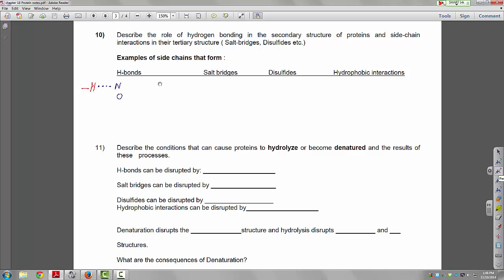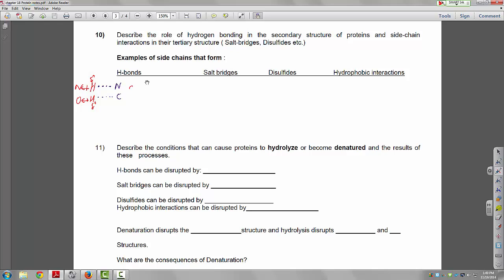Now the thing is, this hydrogen must also be bonded. The dotted line here is the hydrogen bond, right? But this hydrogen must be bonded to either a nitrogen or an oxygen as well. So remember, these are polar covalent bonds, and that puts a partial positive charge on those hydrogens. So the types of side chains that form hydrogen bonds are the type of functional groups we saw in the organic section of this course.